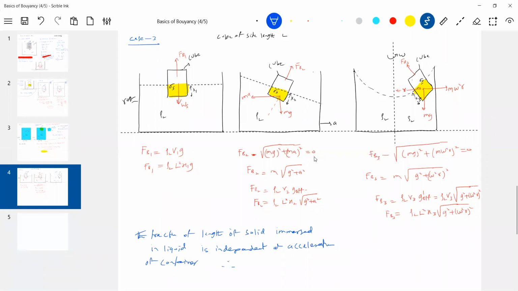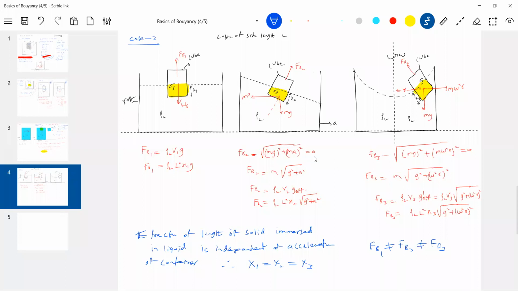So therefore, what can I write? X1 equal to X2 equal to X3. But don't say the buoyant forces are equal. In fact, what you can say is FB1 not equal to FB2 not equal to FB3. The volume immersed is independent of the acceleration of the container, or the fraction of length of solid immersed. I think this is going to really help us a lot.